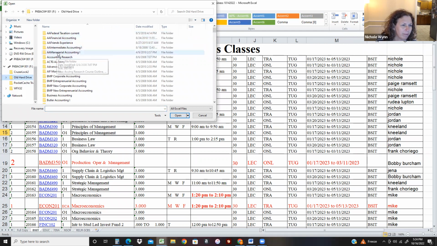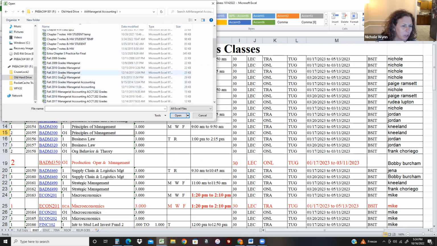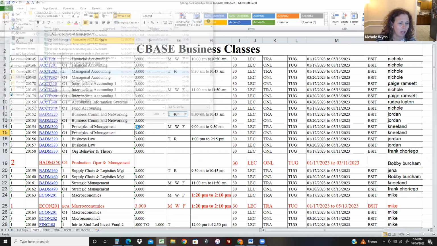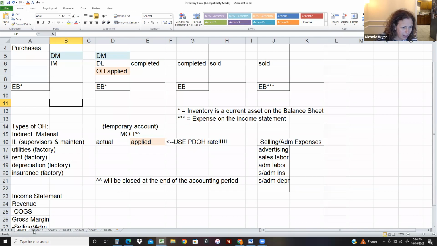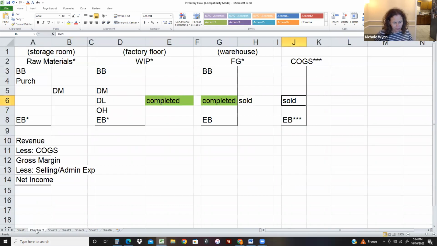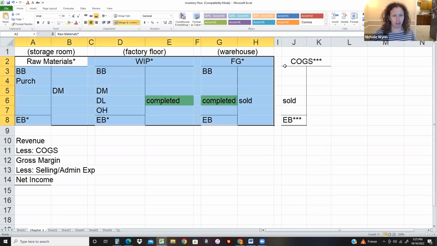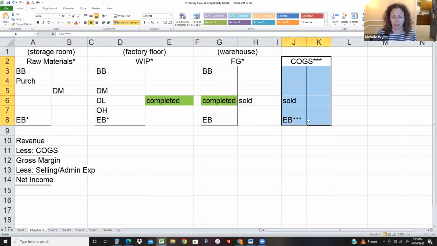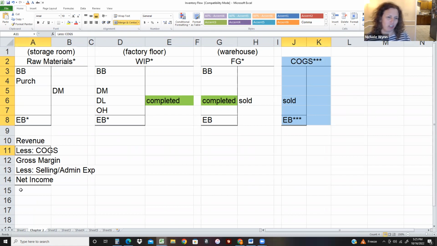The inventory flow worksheet. Okay, so look in here, inventory flow. This is what we learned in chapter 2. This is familiar to you because in chapter 2, we started this idea of our 3 inventory accounts: raw material, WIP, and finished goods. The little asterisk, I always have that in there because I copy and paste this a lot. That just means that these are all asset accounts. And then COGS is an expense. Expenses go on the income statement. So COGS is going to go down here onto the income statement along with your selling and admin expenses to get you your net income.